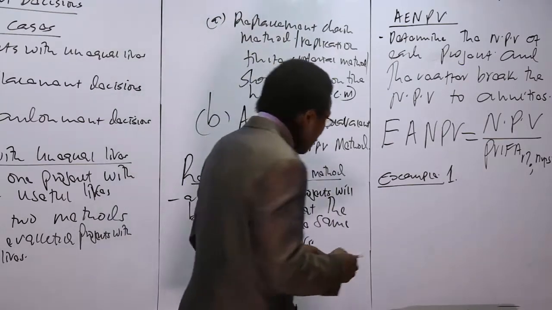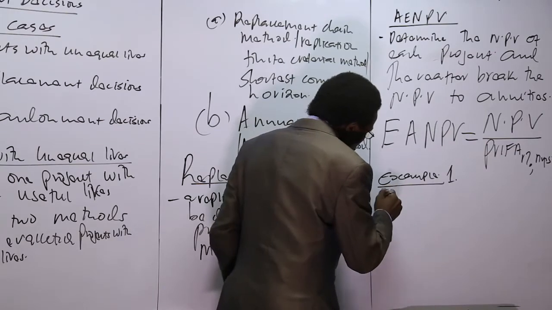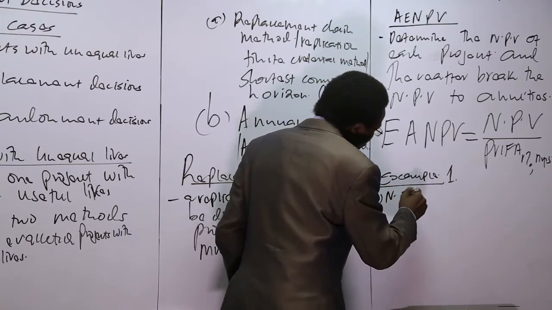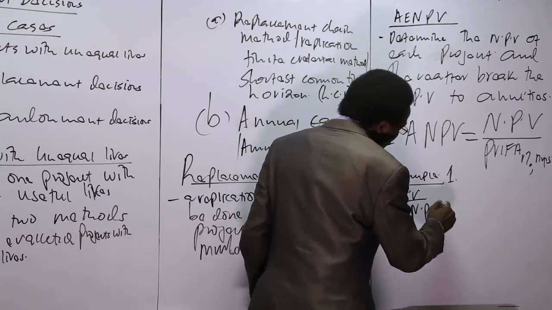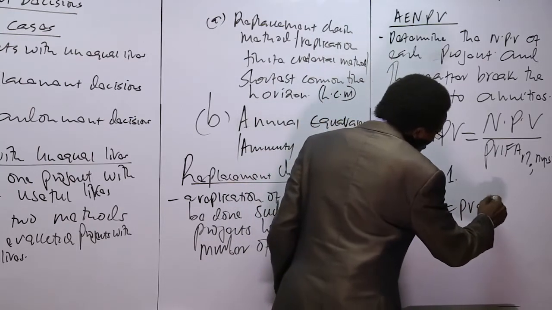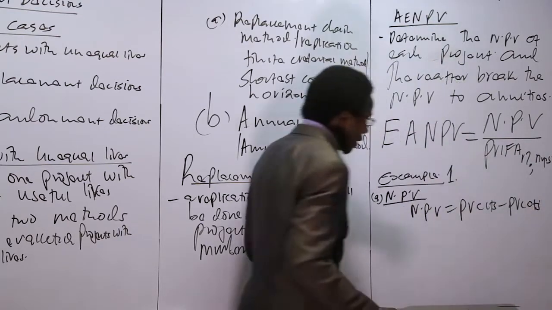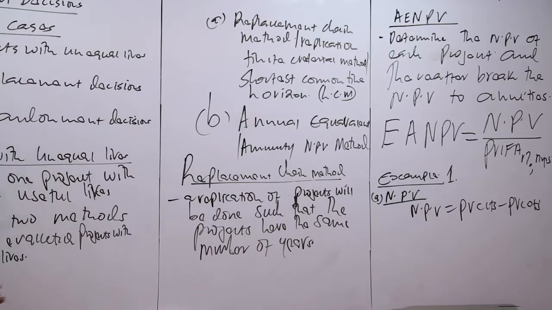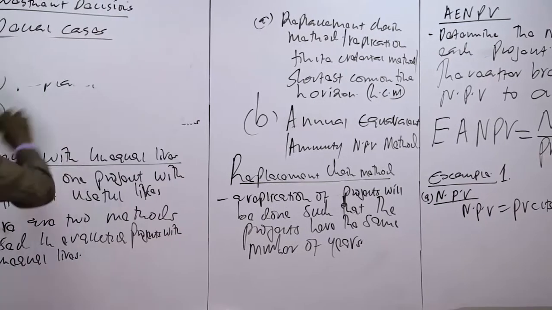So I'll take this and say, example 1, we want to compute the NPV. And you know NPV, friends, NPV is the present value of the cash inflows minus the present value of the cash outflows. Then we accept or reject if the NPV is greater than 0 or less than 0. Now we come to this other side. Then we continue.